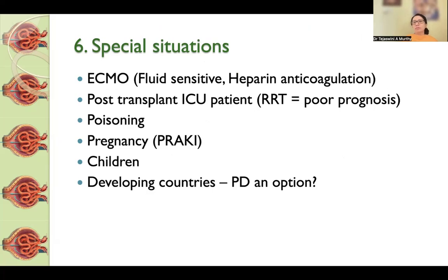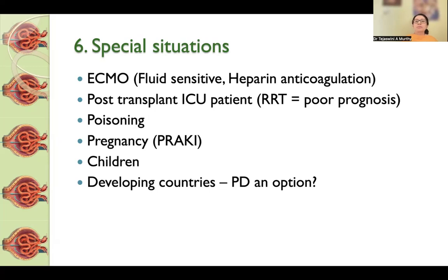So special situations, as I said, in ECMO, patients are very sensitive to fluid movements. So just careful, hemodialysis is still possible, and ensure that you are having proper anticoagulation, targeting proper APTTs whenever you're using it in ECMO patients. And in post-transplant ICU patients, especially liver transplant patients, if they go into AKI, they have poor prognosis. So though renal replacement therapy is associated with poor prognosis, it is reasonable to start them on renal replacement therapy if they need to be.